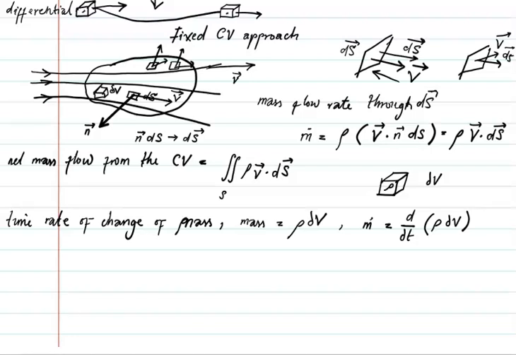So this is for that element, the change of mass of that element is d/dt of rho dV. And the total change for the whole control volume is the volume integral of this.